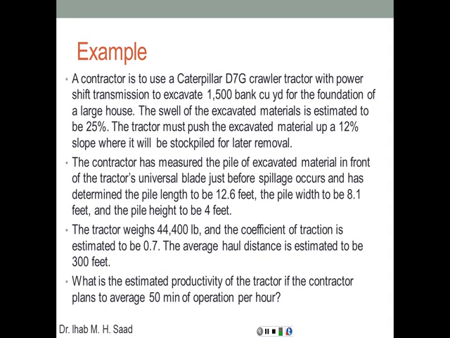44,400 pounds and the coefficient of traction is estimated to be 0.7. The average haul distance is estimated to be 300 feet. What is the estimated productivity of the tractor if the contractor plans to average 50 minutes of operation per hour? Lots of information. Let's break it down to see what is given and what is needed.